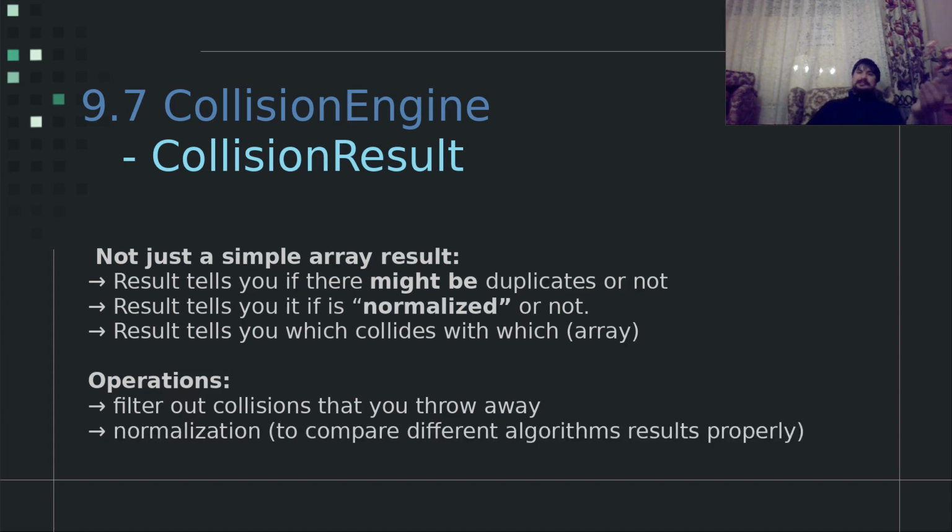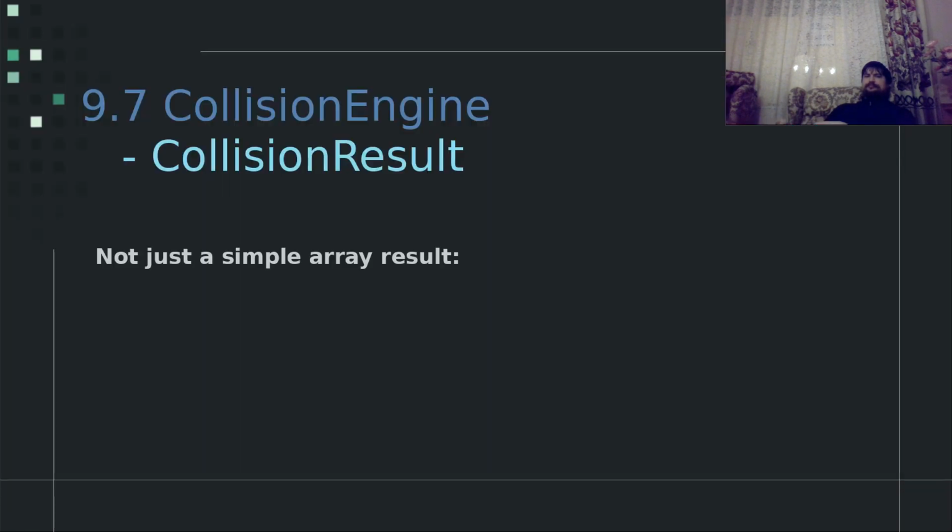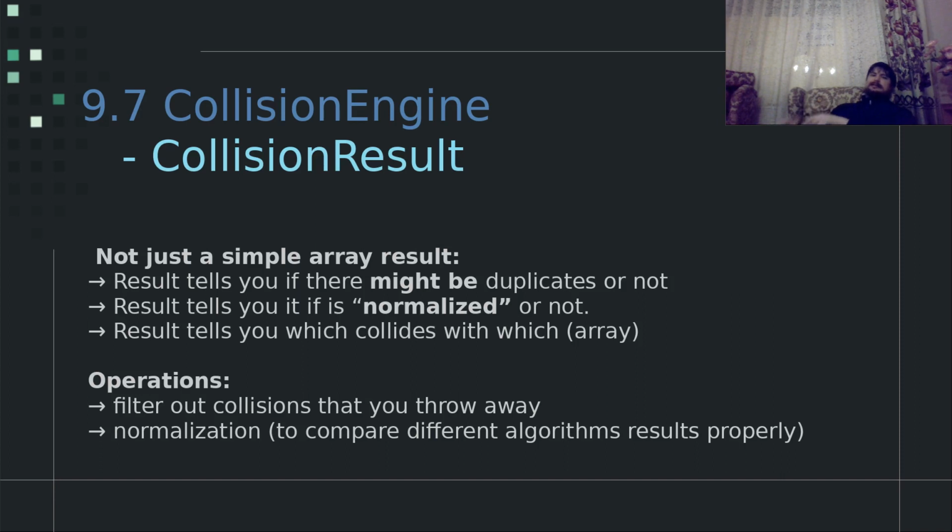There is also a possibility for normalization, and also a possibility for deduplication. And those are not the same. Deduplication just ensures that one collision is reported only once. As I say, some algorithms don't need that, so by default it's not deduplicated. I think. And actually, some algorithms, of course, need it.